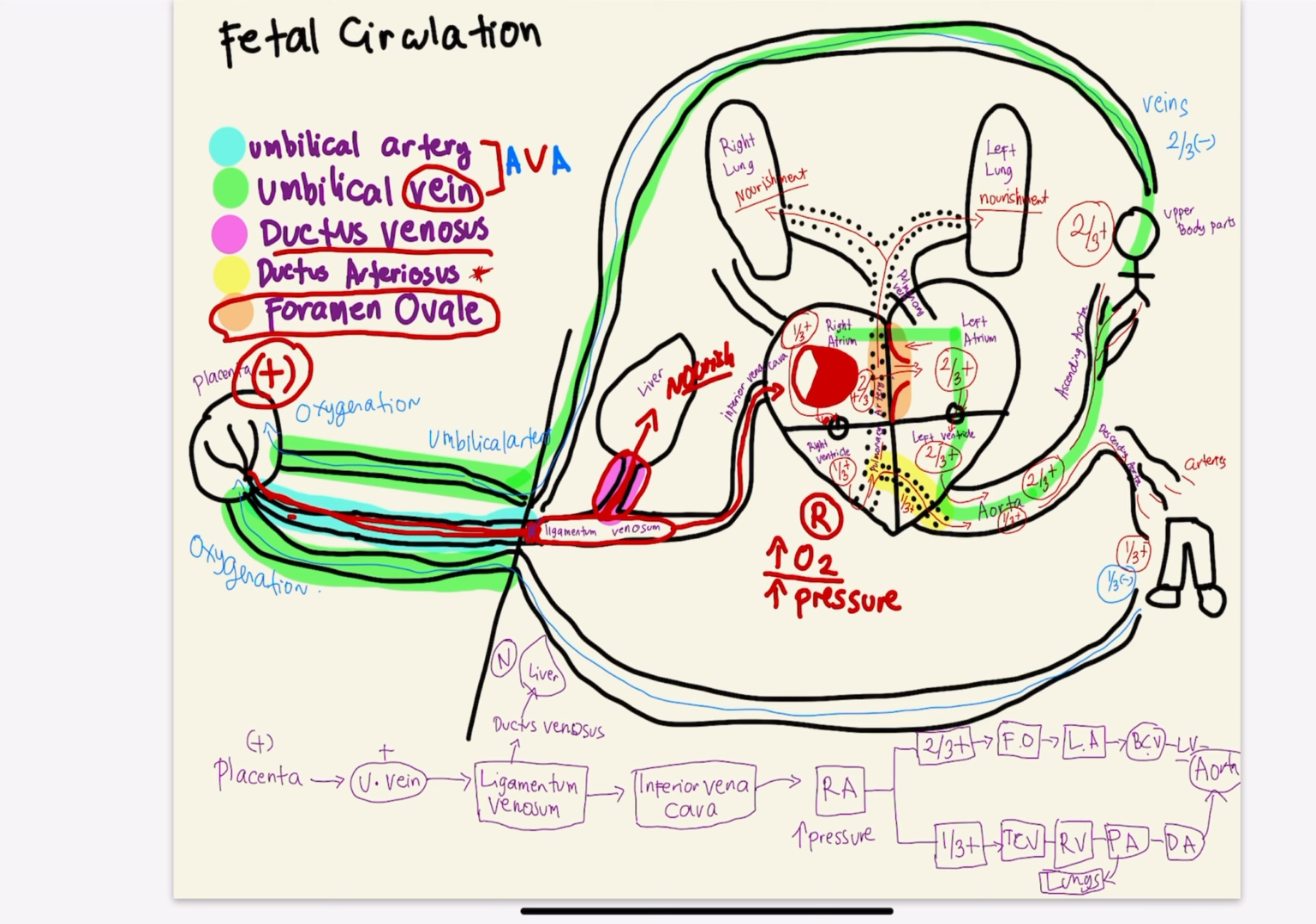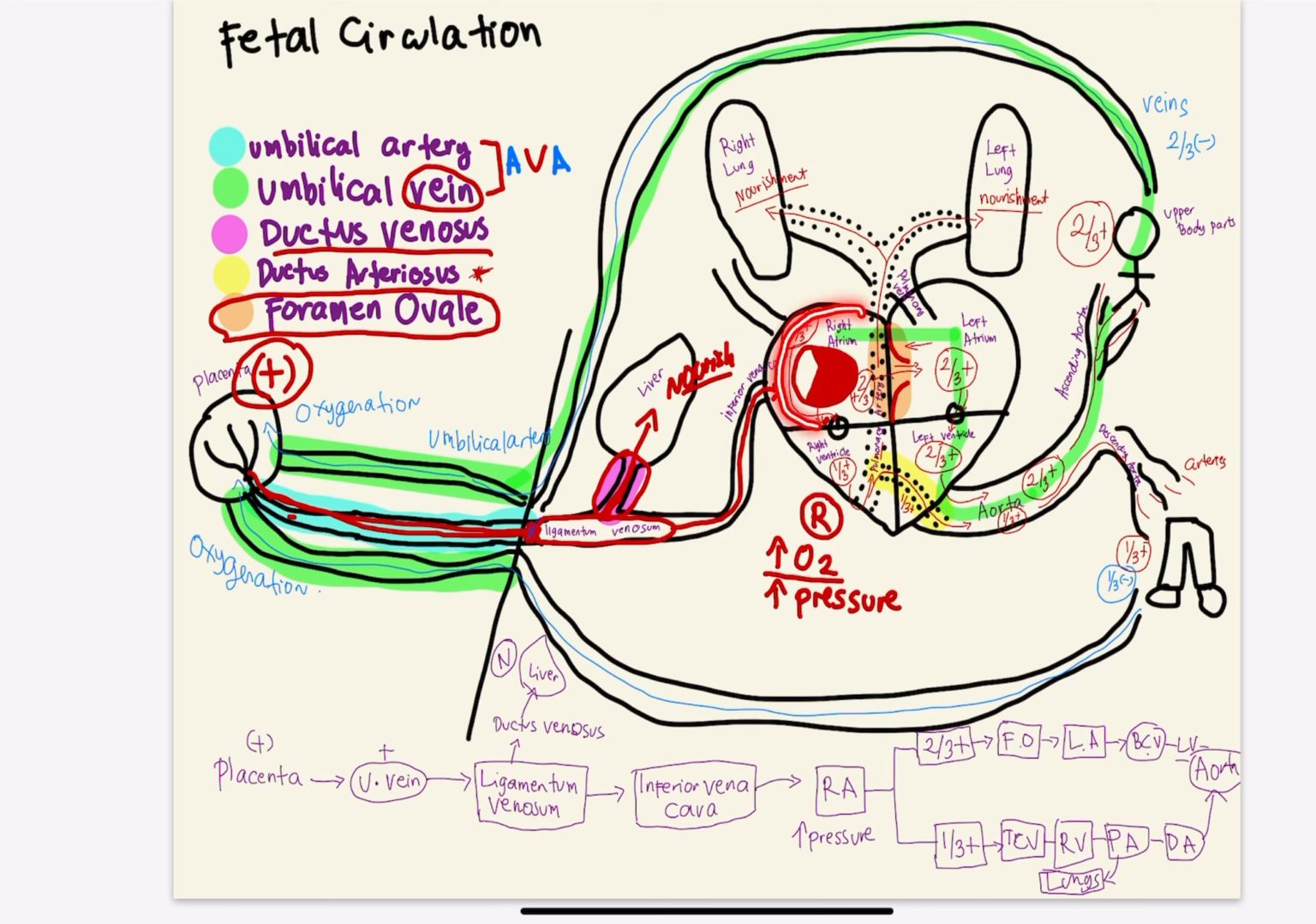Ulitin po natin para mas maintindihan po natin lalo. From the placenta oxygenated blood, they will pass the umbilical vein. After passing the umbilical vein, they will go to the ligamentum venosum, while some of the blood will go to the liver using the ductus venosus for nourishment. Alright. Now, other blood will go to the inferior vena cava. Papasok sila sa right atrium.